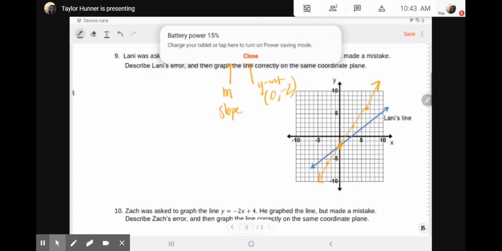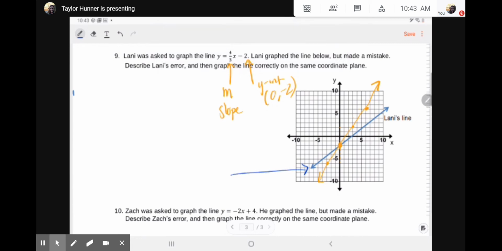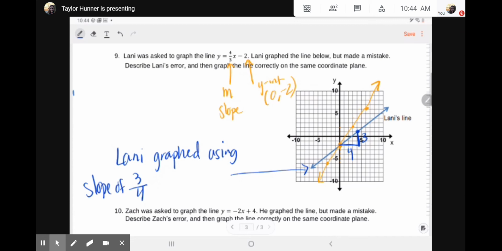So I'm going to say Lonnie's line. Let's see what Lonnie did. A point on her graph is right here. So if I draw a little triangle to find the slope of Lonnie's line, I go down by 3 and over by 4. So Lonnie actually graphed the slope of 3/4. So I'm going to say Lonnie graphed using a slope of 3/4, not 4/3. That's a really common mistake. That's why this module is giving you this problem, so that we don't make that mistake.